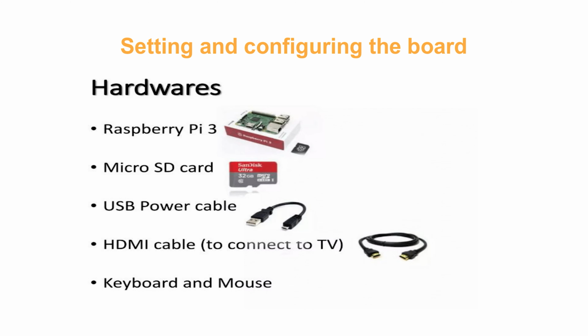For setting up a Raspberry Pi board, we need a Raspberry Pi board, an external SD card, a USB power cable, an HDMI cable, and a keyboard and a mouse. Preferably a wireless keyboard and mouse, which will be the most effective option.